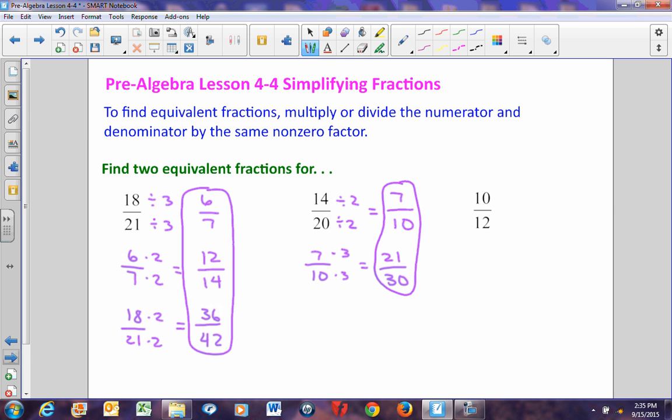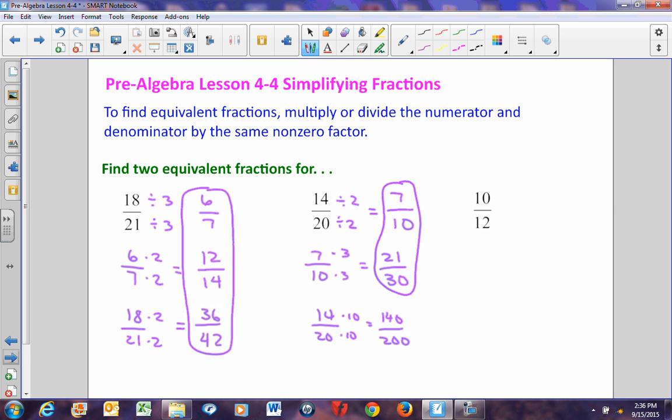I could have done something as simple as saying, okay, I have 14 over 20. Let's multiply them by 10 and 10. Okay, 140 over 200. I'm going to multiply them both by 1,000. It doesn't matter as long as you multiply both the numerator and the denominator by the exact same factor.